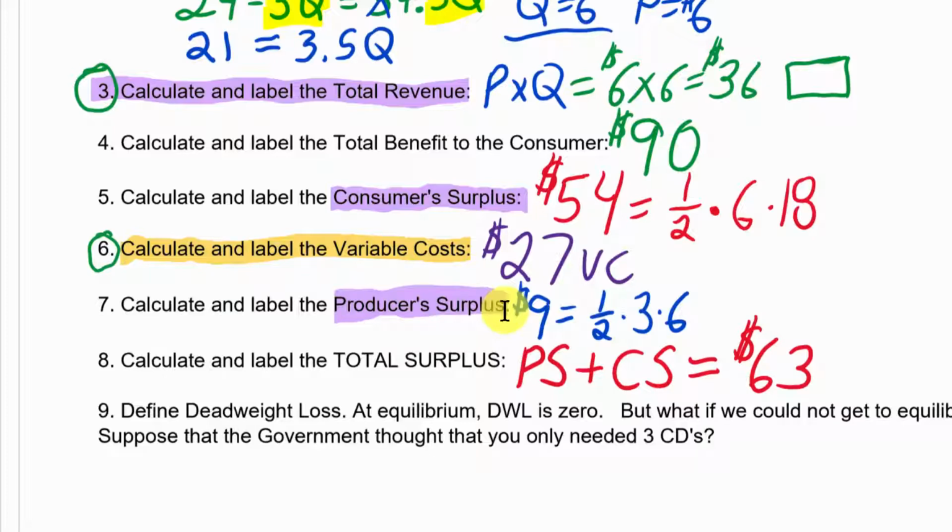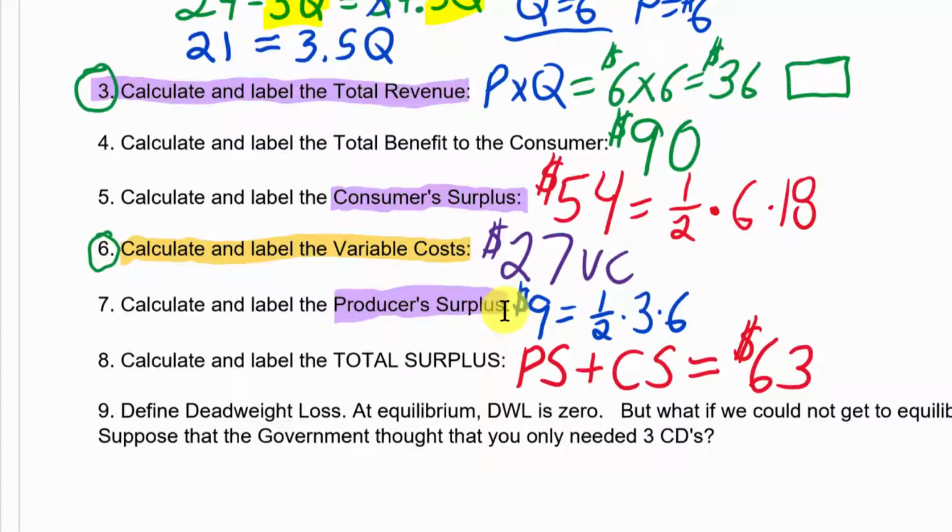Now, why do we care about total surplus? As we talked about before, consumer surplus is one way to measure the well-being of consumers. How well off are they doing in this market? And producer surplus is a way of measuring how much money the business has left over after paying their variable costs. And then after they pay their fixed costs, they could have some profit.